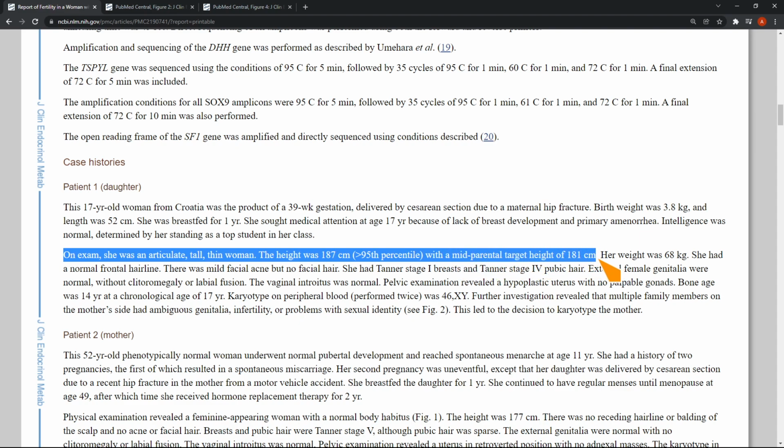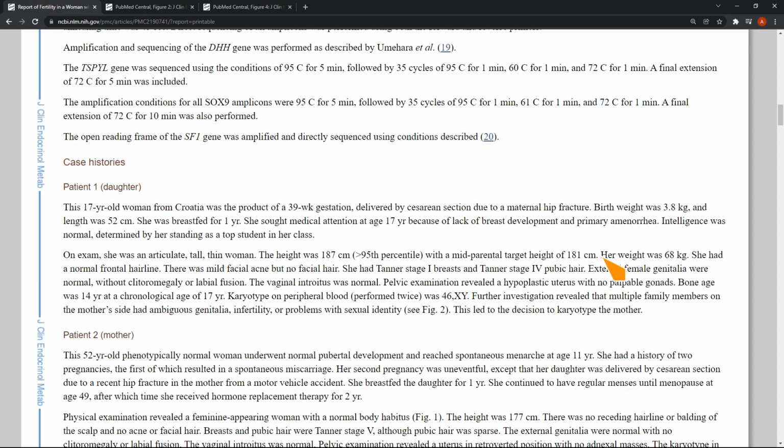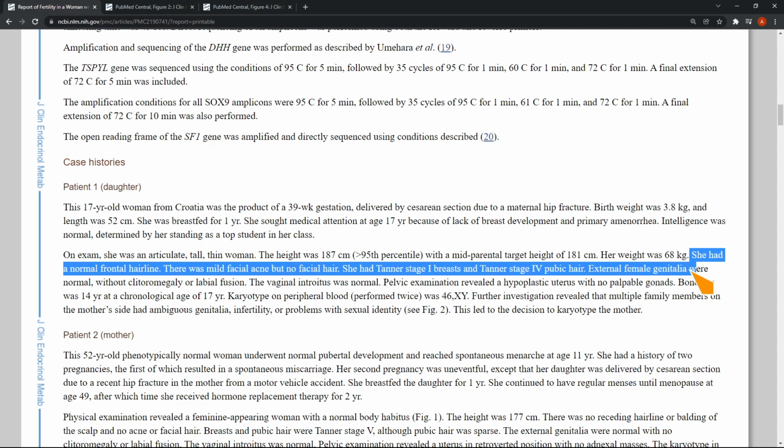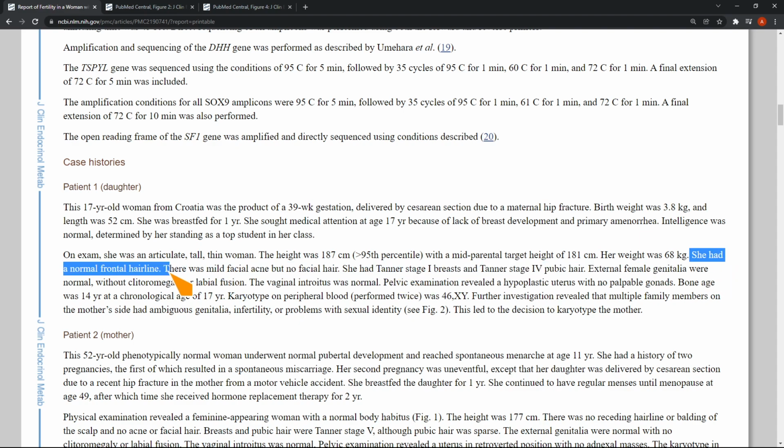This is the height that doctors might think she would be at her age based on her parents' heights. Again, totally normal. Her weight was 68 kilograms, thin. She had a normal frontal hairline, so there was no obvious sign of balding.